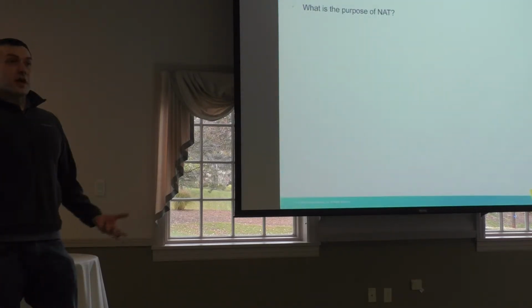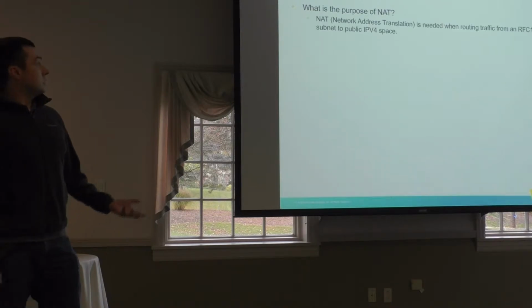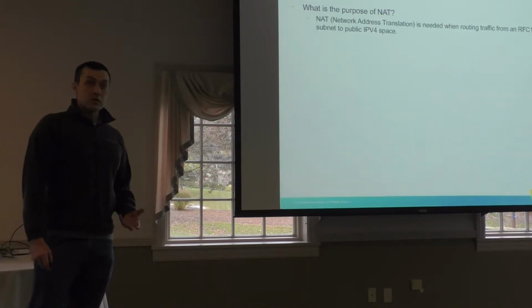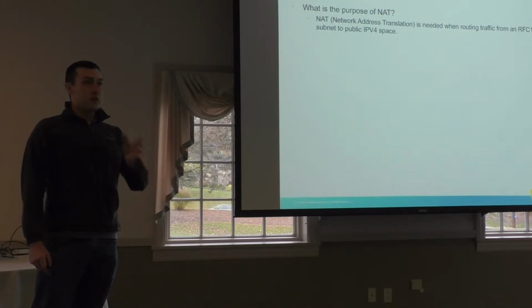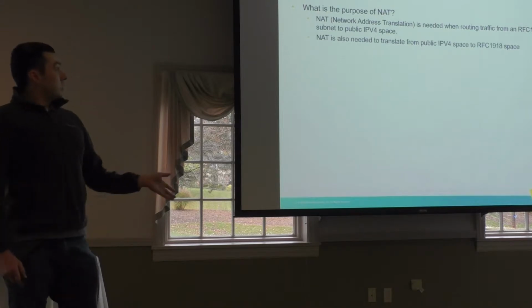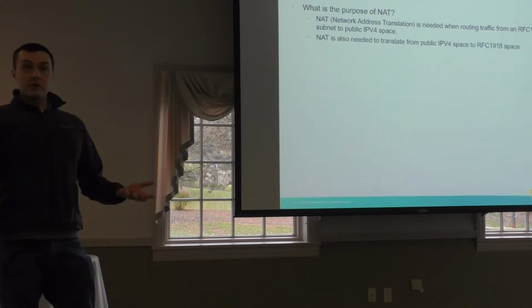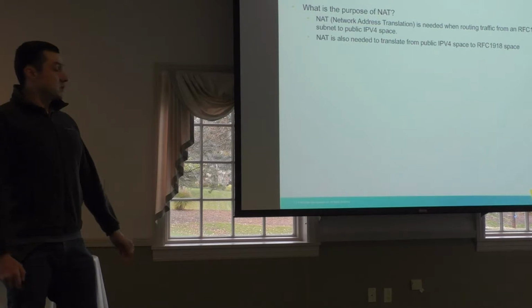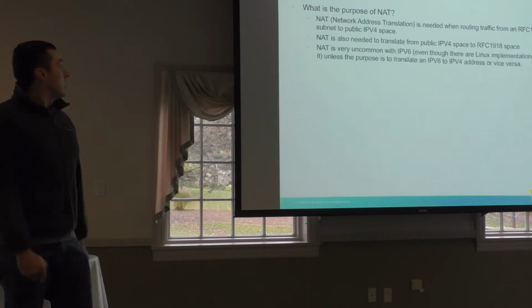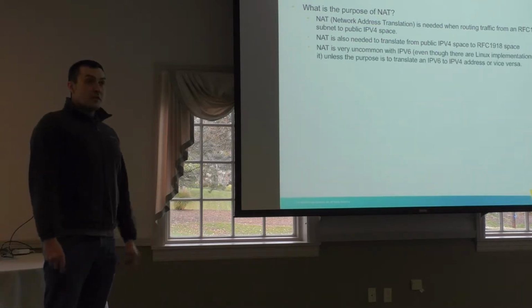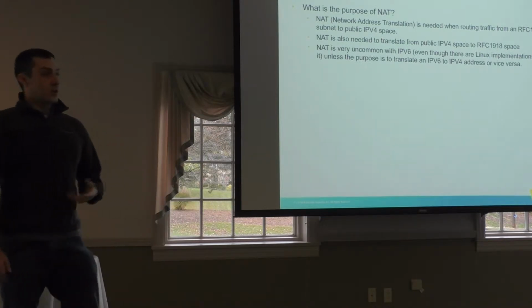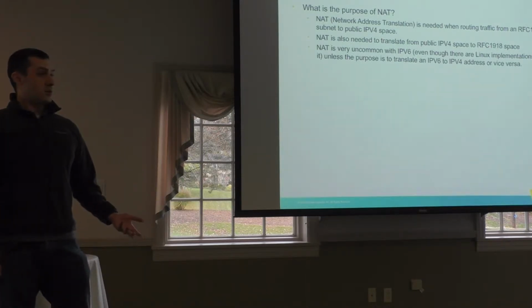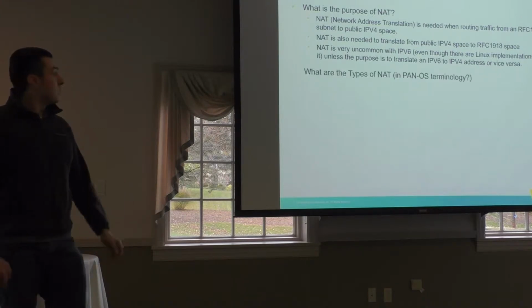What is the purpose of NAT? You need to use NAT, network address translation, whenever you're going from private RFC 1918 space to the public IPv4 space, okay? You also need it when you're going from the public space to private RFC 1918 space. Pretty basic stuff, right? It's fairly uncommon with IPv6, but when it comes to IPv6 to IPv4, there does need to be a translation there because obviously they're not natively the same.